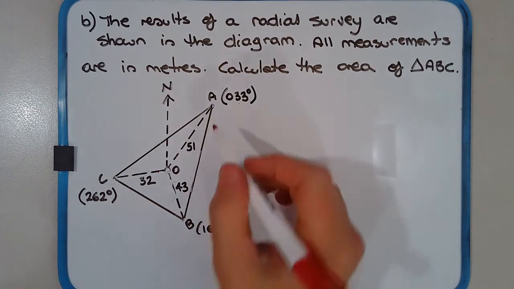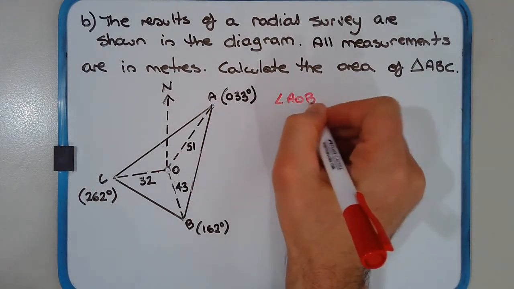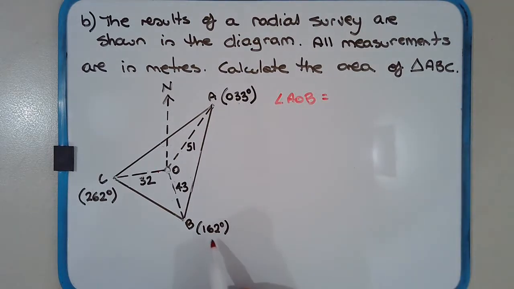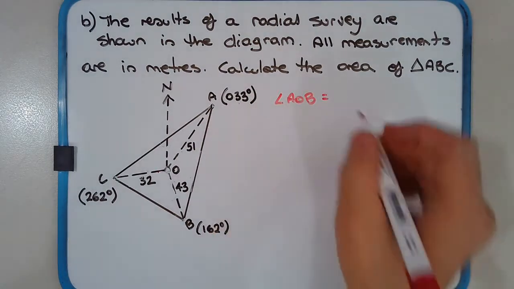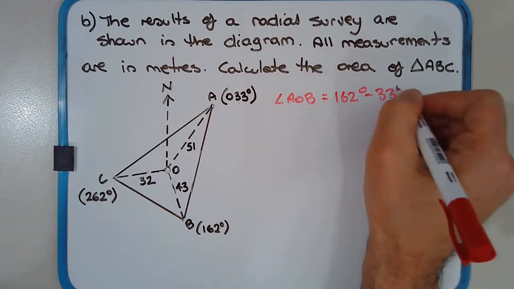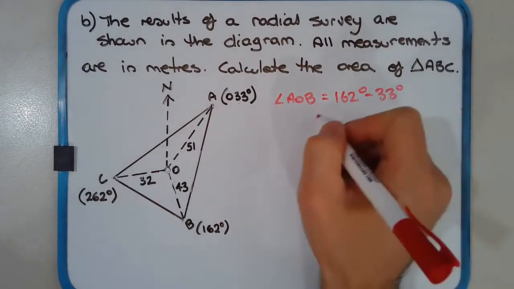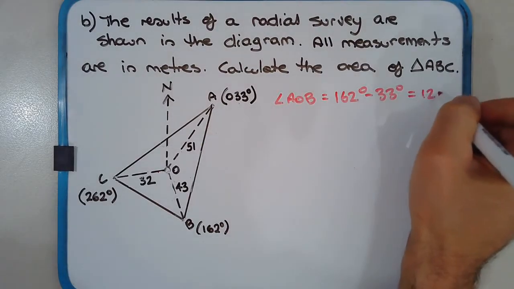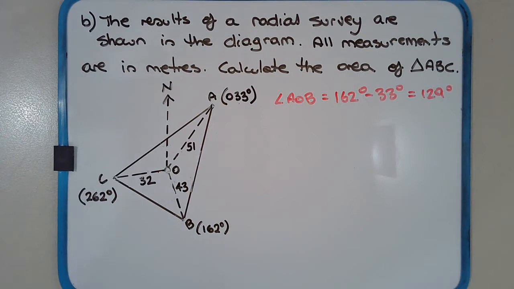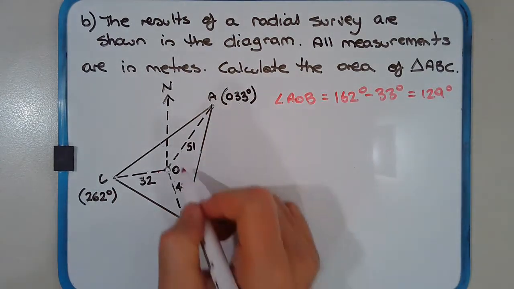All right, so let's work out angle AOB. I think that's an easy one to work out first. Okay, and it's going to be 162 minus 33. 162 degrees minus 33 degrees, and that's going to be 129. Okay, right. So that's AOB. All right, so we've got that one there.